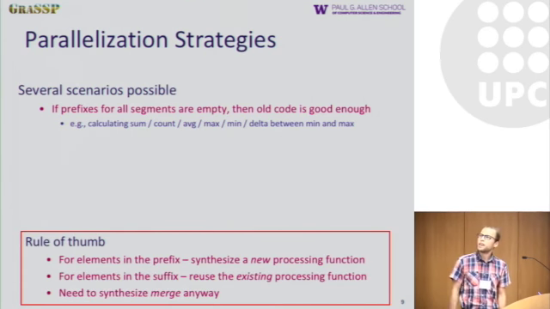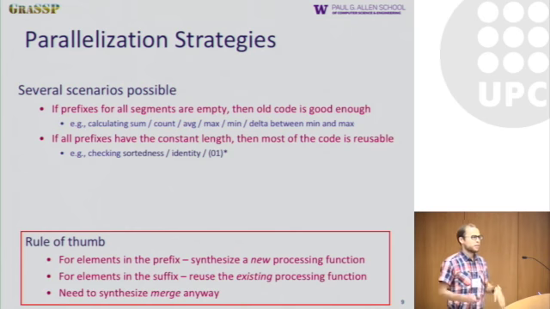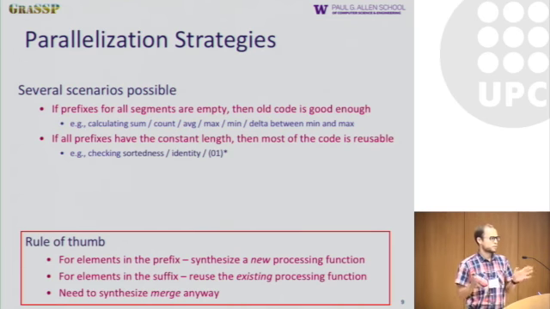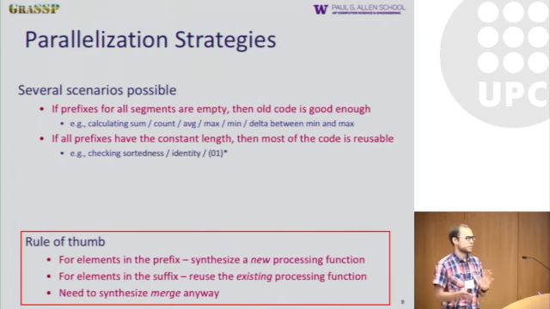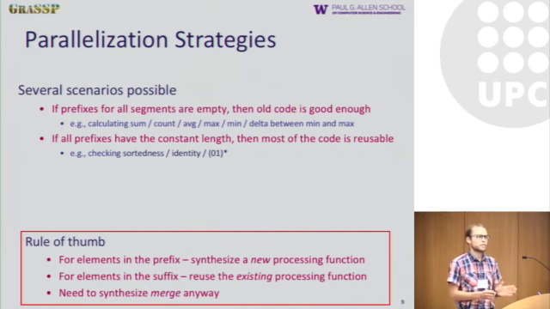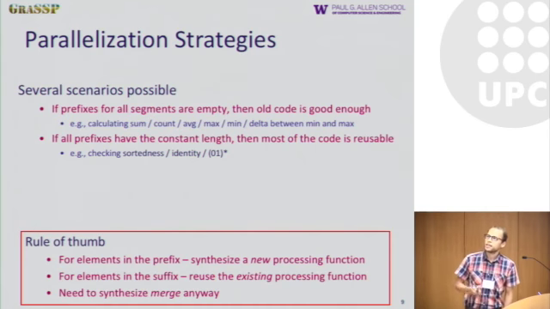Examples, as you might remember from the first talk of the session, are average, max, mean, delta between max and mean, and so on. The second case: the prefix exists, but it's minimal and kind of fixed, so only one element for each segment, or two elements, and so on. In this case, we need to synthesize new code, but it's applicable to just a very small number of elements. Examples of tasks that can be parallelized using this strategy are sortedness and alternation, which you should also remember from the first talk.